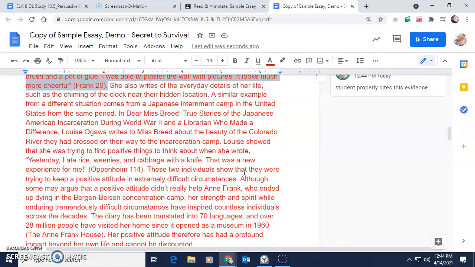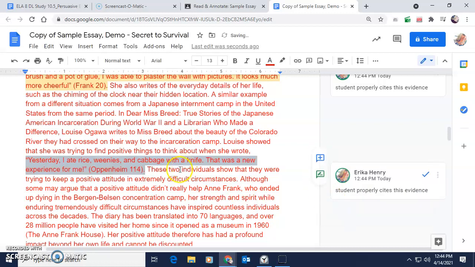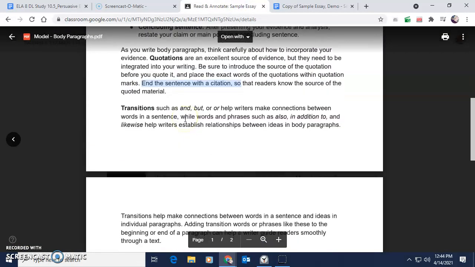We see it here again later in paragraph 2, where it says, "yesterday I ate rice, weenies, and cabbage with a knife. This was a new experience for me." Oppenheim 114. That's a proper MLA citation. So let's make that note again. Student properly cites this evidence. Awesome. That's good news. So don't forget your citations.